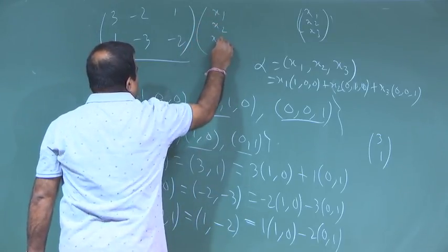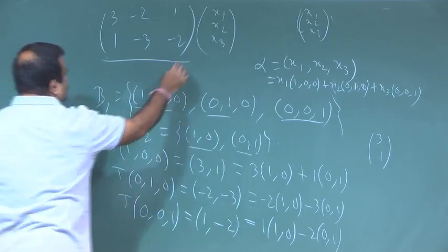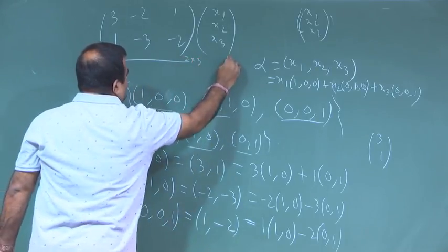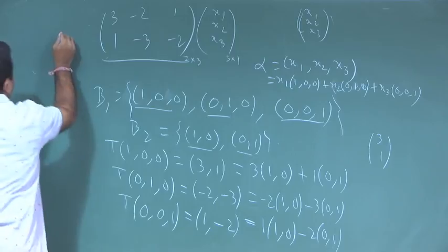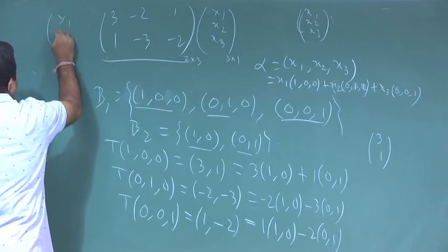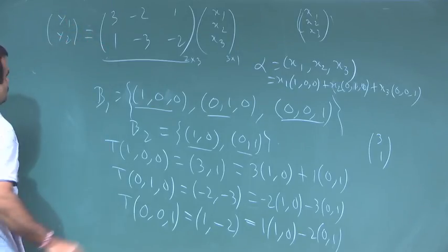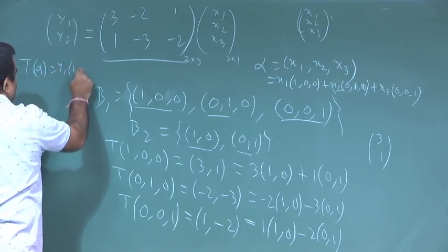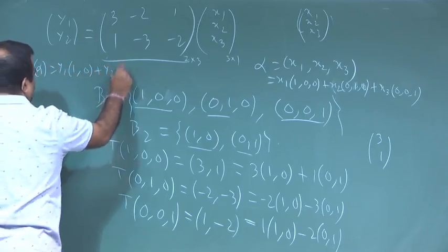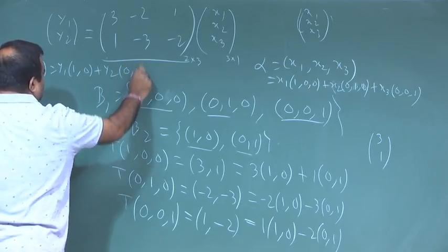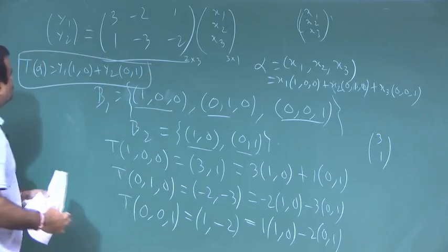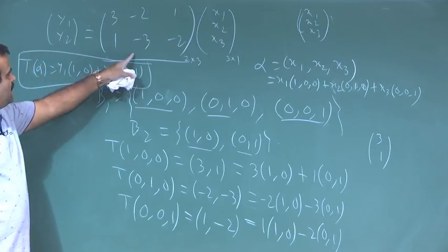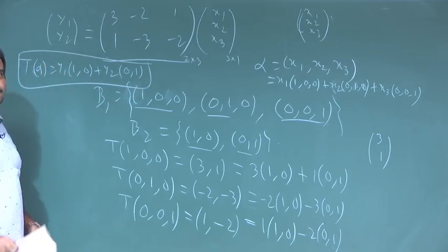x 1, x 2, x 3. So, this will give us, this is 2 by 3, this is 3 by 1, so this will give us 2 by 1. So, this is y 1, y 2. So, basically T of alpha is y 1 of 1 0 plus y 2 of 0 1, because we get the coordinate by multiplying this with this, and this is our T of alpha.